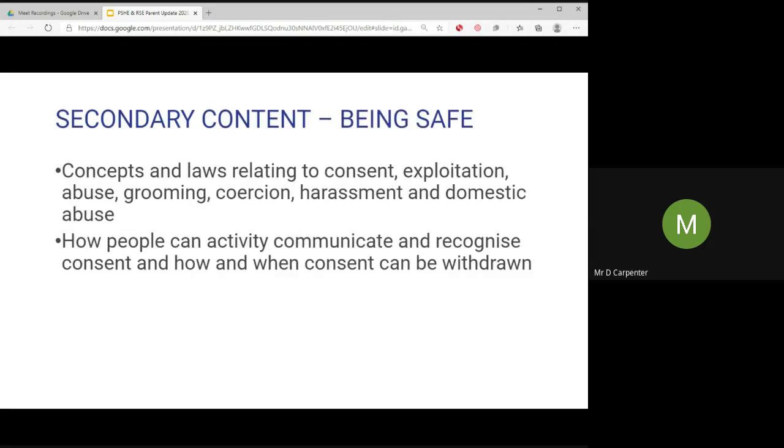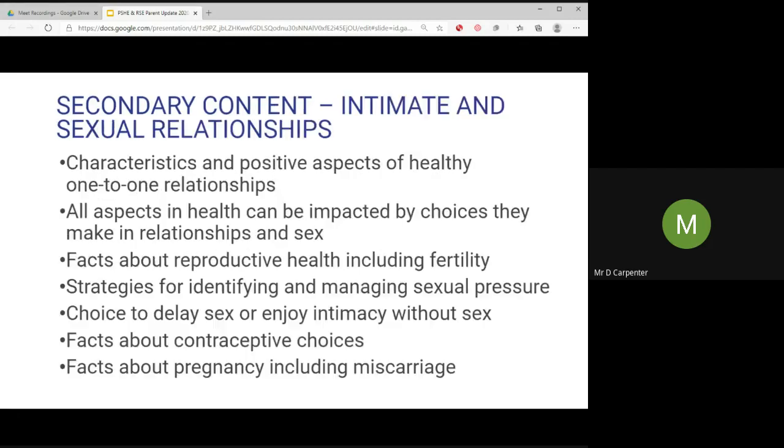Being safe: concepts and laws relating to consent, exploitation, abuse, grooming, coercion, harassment, and domestic abuse, and how people can actively communicate and recognize consent and how and when consent can be withdrawn.